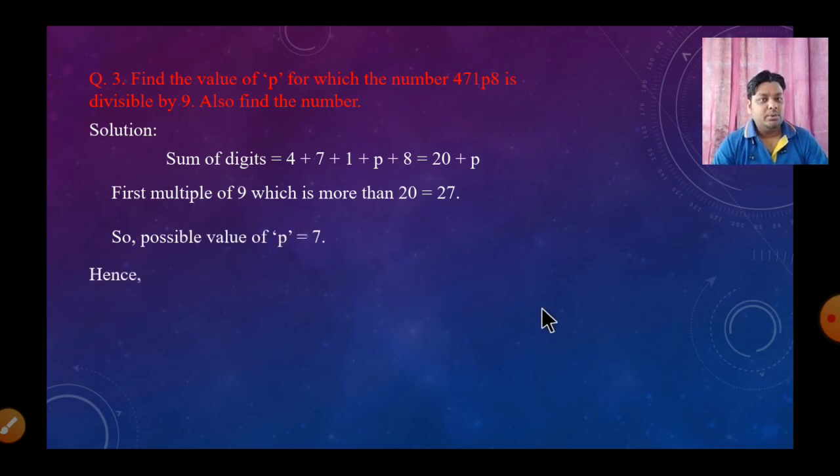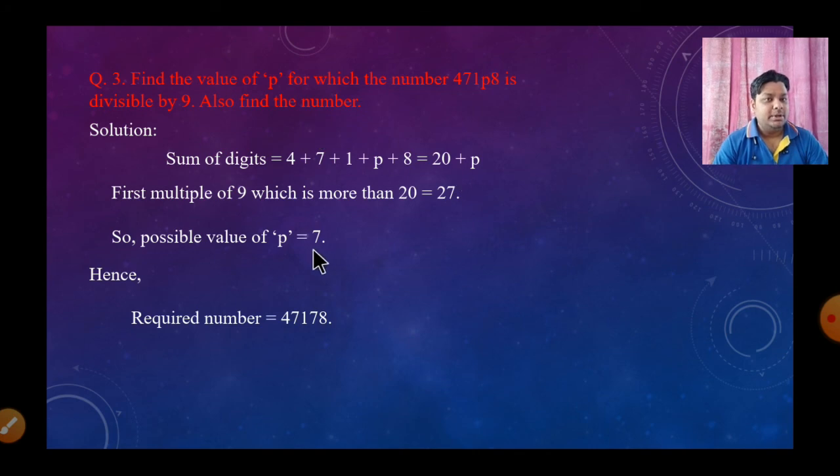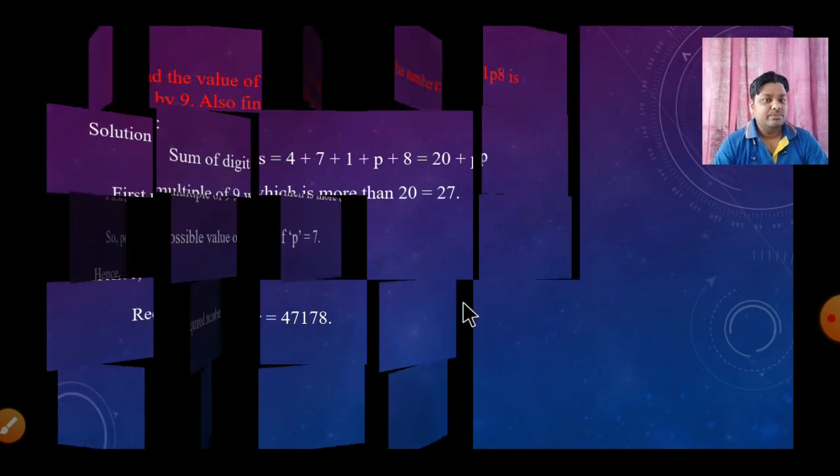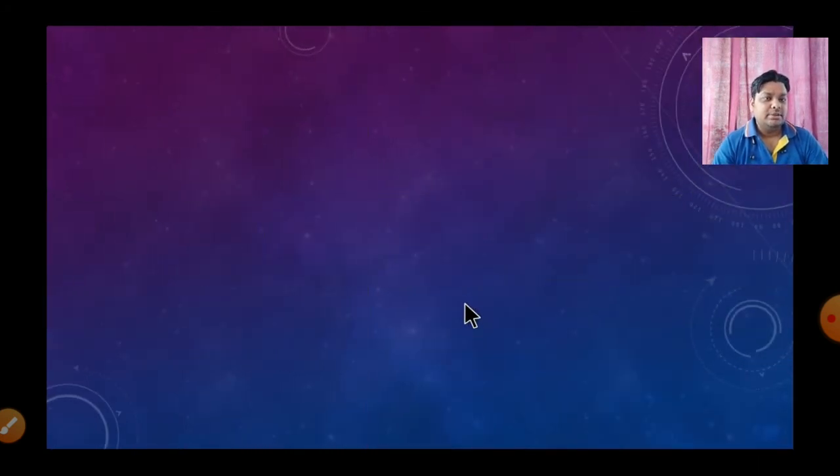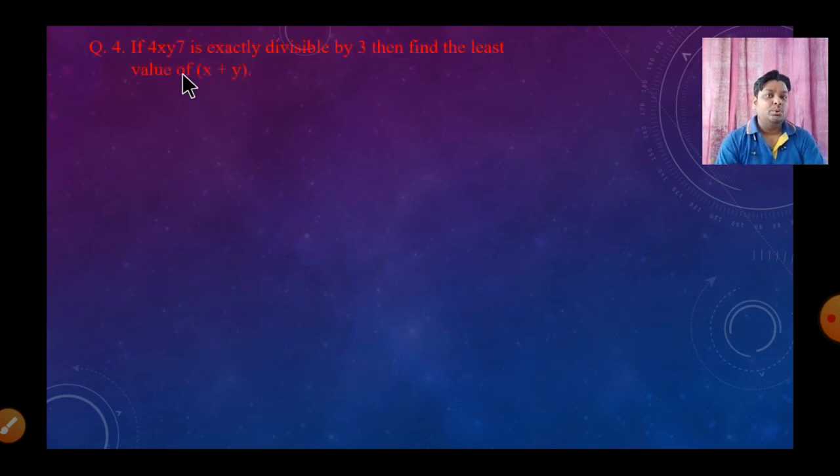I hope that you all have understood, students. Now we will find the number also. It means instead of p we will write 7. So 4717 is the number which is divisible by 9, and the value of p is 7. Okay students. Now let's see another question here. Now if this time 2 digits are unknown, then in that case what will we do? And after finding x and y, we will find the value of x plus y also.